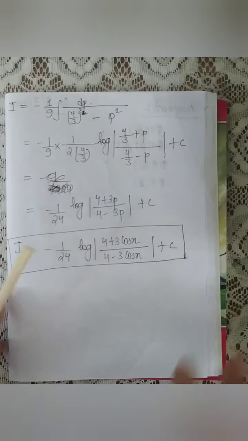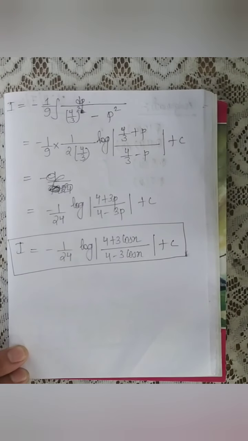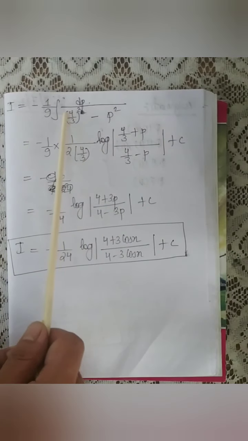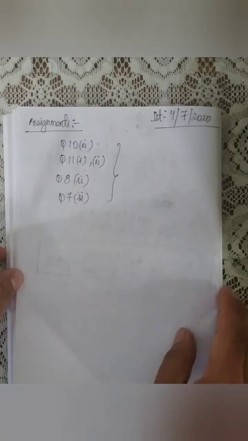We move to the next page. I hope you have guessed and you have checked the formulas. If you know it, very good. If you don't know, please learn it. So I have minus 1 by 9 integration dp divided by 4 by 3 square minus p square. The formula is 1 by 2a log of a plus x divided by a minus x. Putting the values, cancellation, and then solving, you'll reach here, and then finally put the value for p, which is cos x. So this is the final answer. Pause the video, note it down.